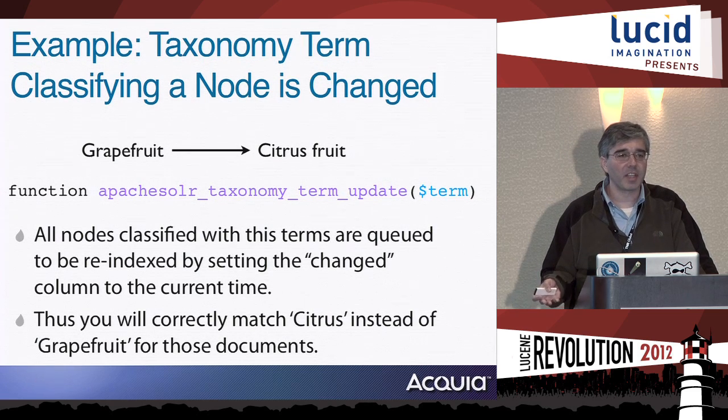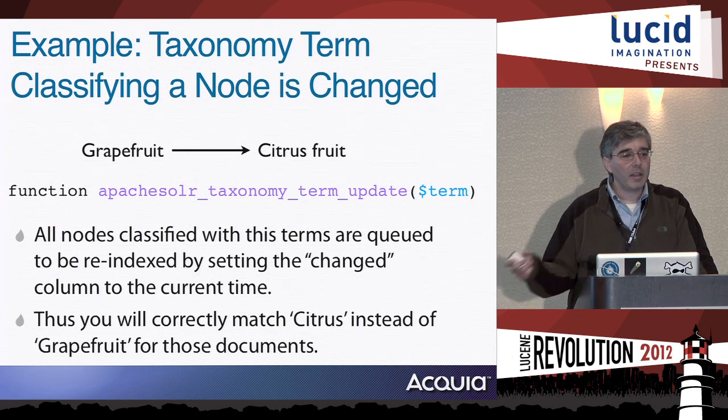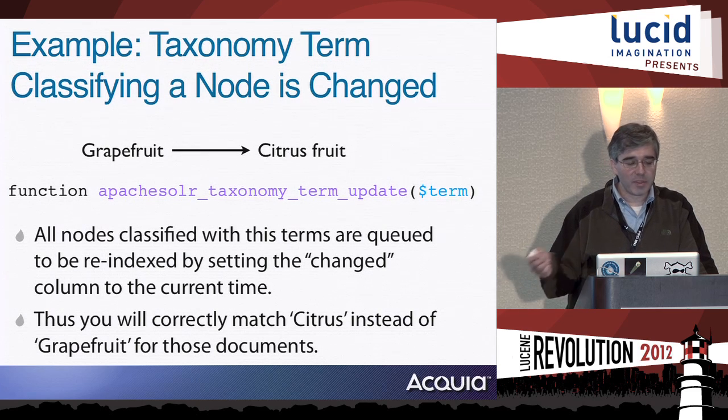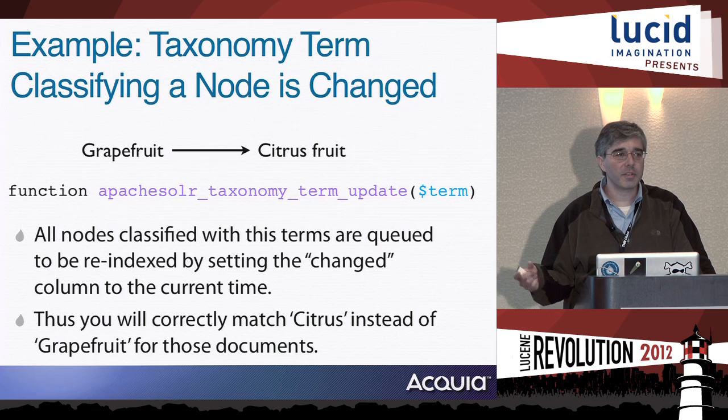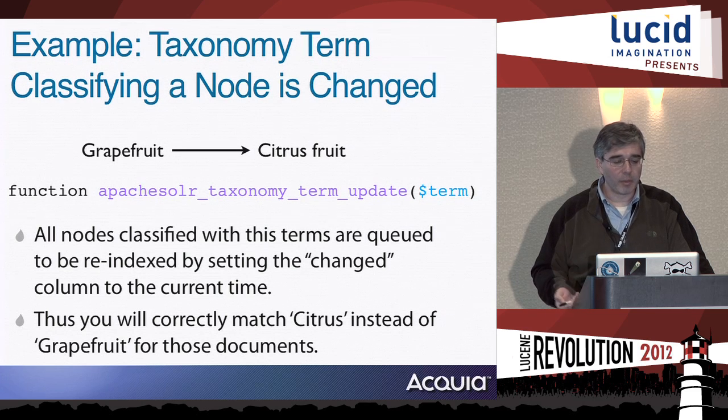Again, I sort of talked about this with users. We have the same issue with taxonomy, where a taxonomy administrator goes in and changes grapefruit to citrus fruit. We have a Drupal function that is looking for those changes to terms. It knows how to find all the content tagged with that term and mark it for reindexing, so you get the right results.